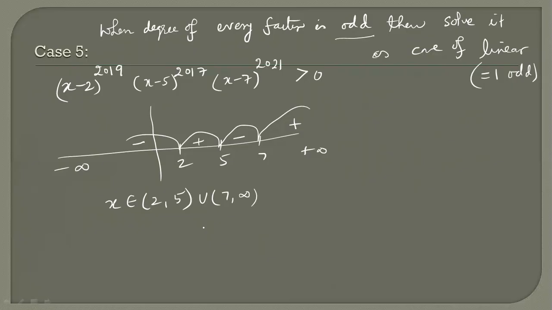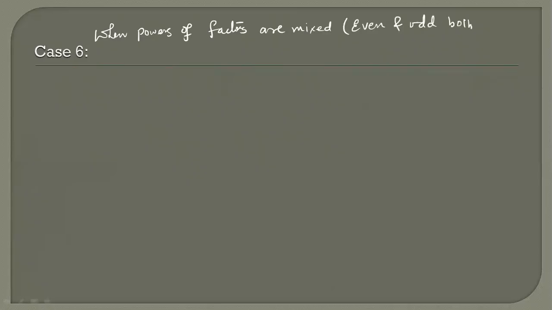Now, if all the powers are not odd, some powers are even also, then the powers of the factors are mixed. Mixed means even and odd both. In this case, we have to use a trick here. I'm not going to prove this trick, but you can use this trick and you will get the answer in every question.